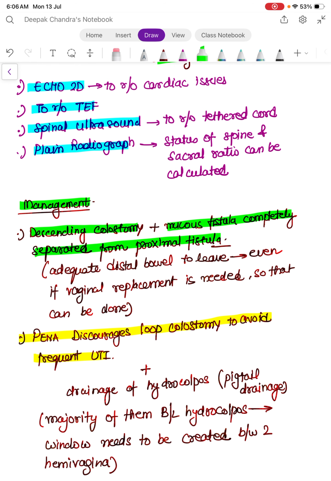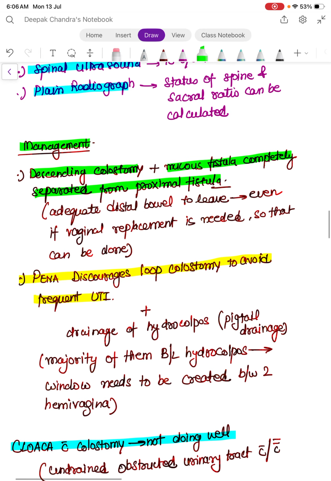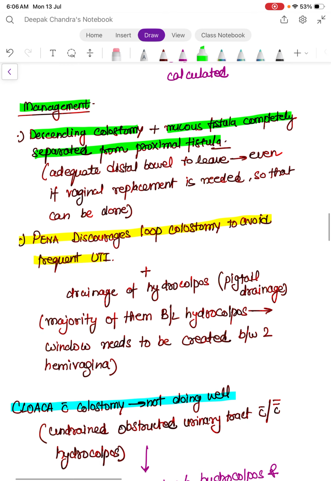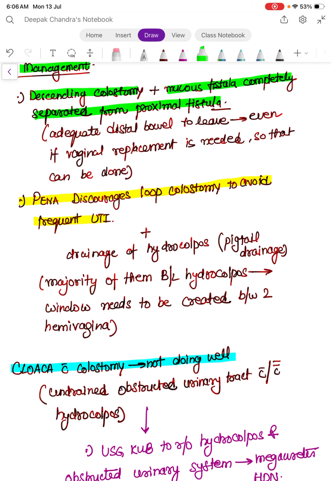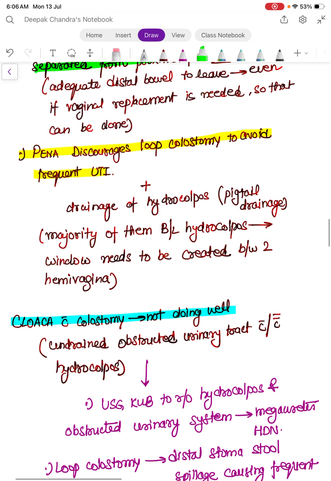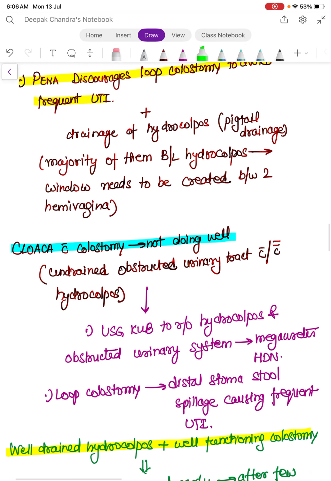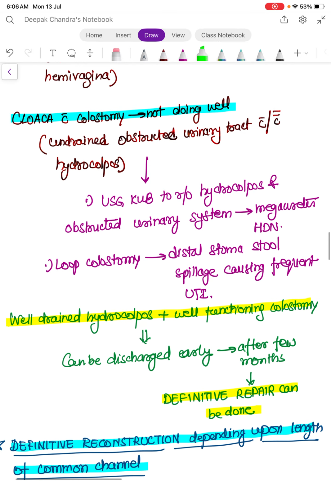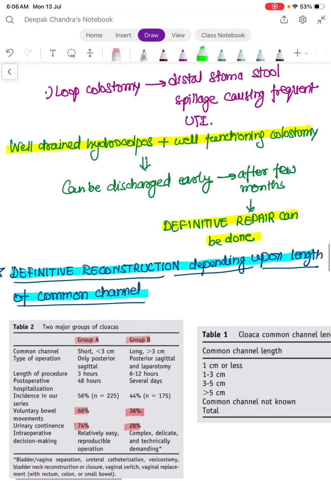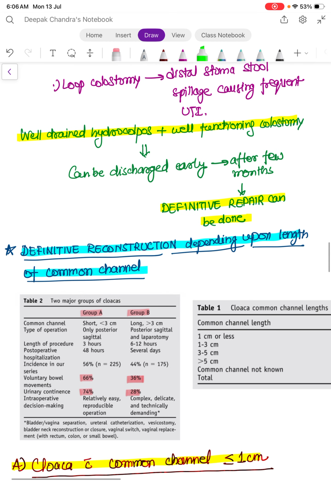because later in life it will also help if we might need bowel for vaginal replacement. So Penna discourages loop colostomy, as we have already discussed, and if adequate drainage of hydrocolpos is done with the help of pigtail drainage, then the majority of these kids will have a good recovery and will be ready for a definitive procedure after some time. So this we have already discussed, and then definitive reconstruction depends upon the length of the common channel.